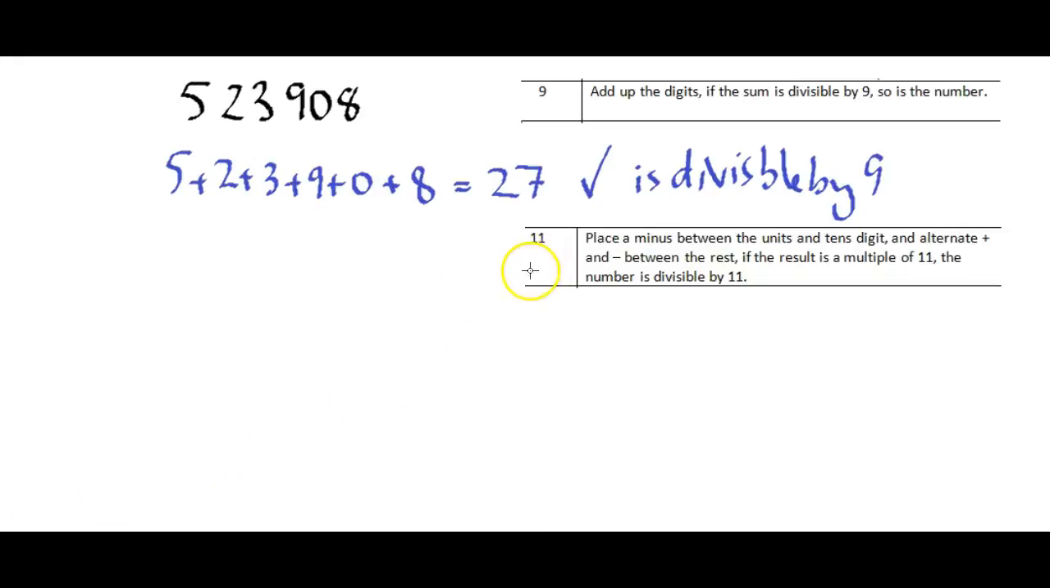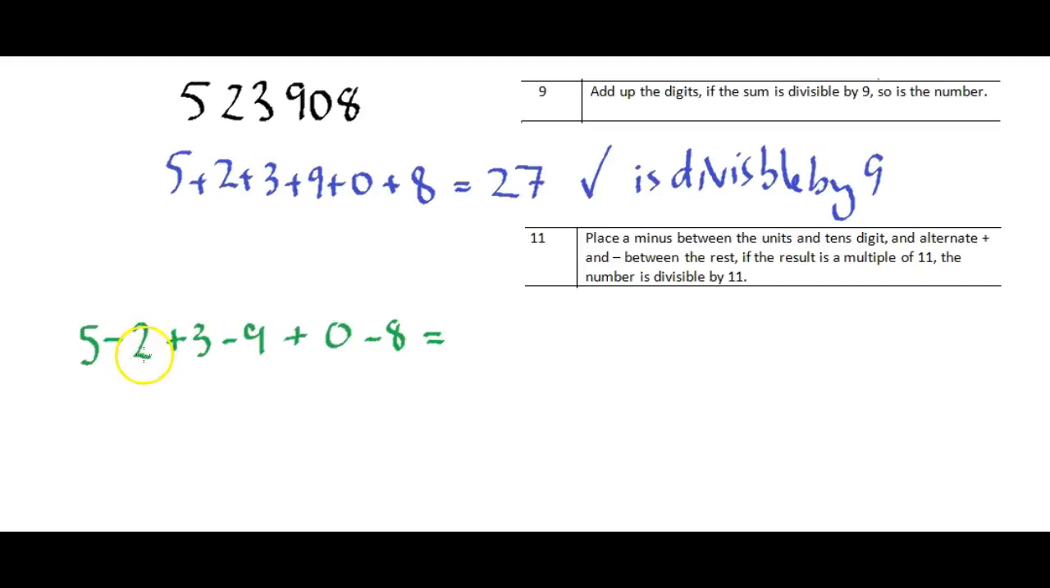Okay, for my last test, I want to see if 11 goes into my number exactly. Now I have to put a minus sign between the tens digit and the units digit. And then the rest of them alternate. So that has to be a plus. I have a 9, and a minus, a 3, a plus, a 2, a minus, and a 5. And I work out this result.